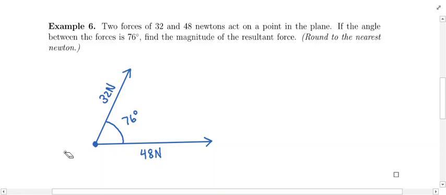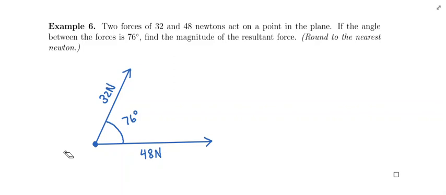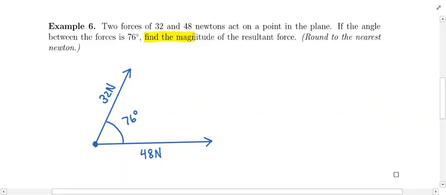Okay, you've got a point, some kind of object, you've got two forces acting on it simultaneously, and these forces are coming together at an angle of 76 degrees. So what we're asked to find here is the magnitude of the resultant force. As soon as you see this word resultant, it means add the vectors. So that's what we're going to do here. We're going to add.